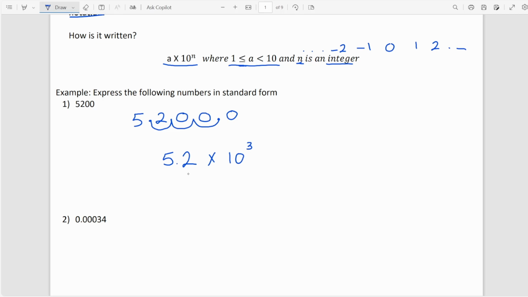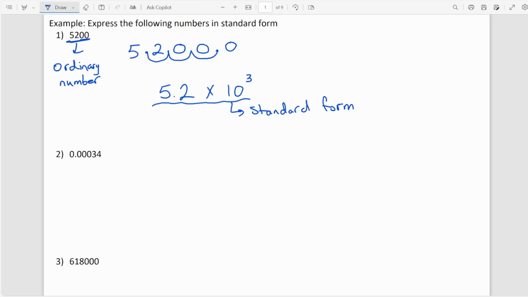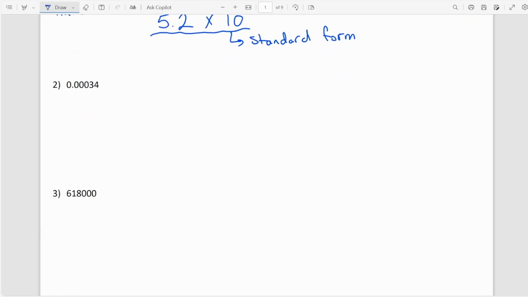This way, now 5.2 multiplied by 10 to the power 3 is the same as 5,200, all right? And this right here, this is what we call the standard form, all right? And the 5,200 is called an ordinary number. And of course, you're required to be able to either transform an ordinary number to a standard form or quite the opposite.